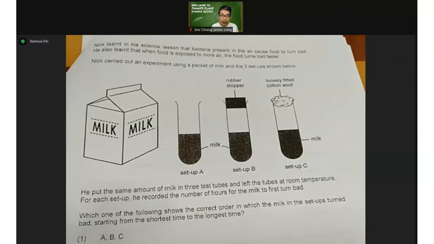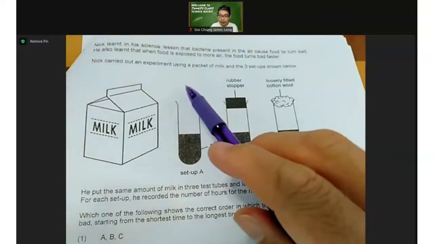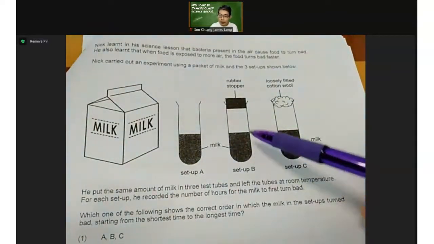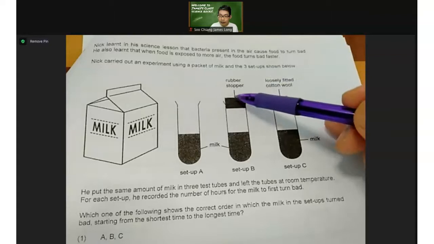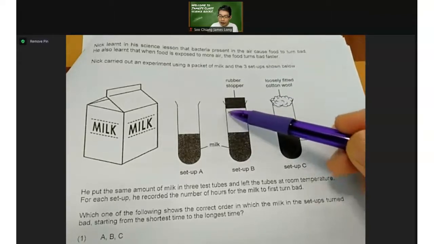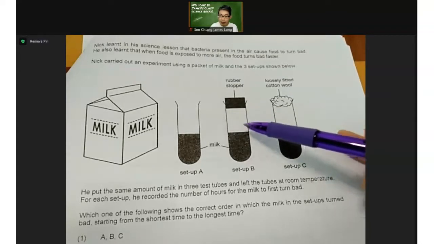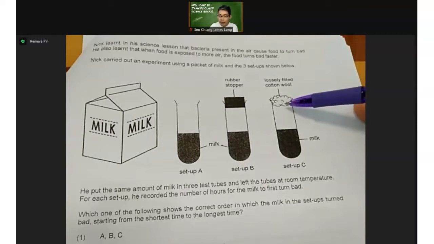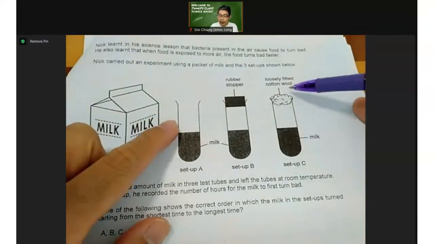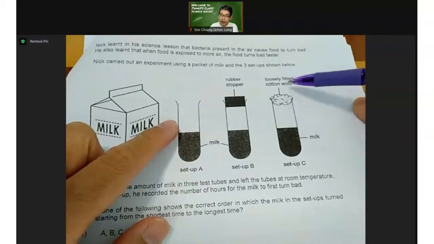Makes sense? Nick carried out an experiment using a packet of milk and the 3 setups shown. So this is the food that's supposed to turn bad. In setup A, the milk is exposed to the air. In setup B, it is exposed to some air, but because it is stopped here, so no fresh air can come in. So the amount of bacteria is restricted to whatever is in the little space of air here. In setup C, it is stopped, but it's stopped with a loosely fitted cotton wool. And that means that air can pass through this. Not as easily as in setup A, but air can still pass through this, so new bacteria can still come in.